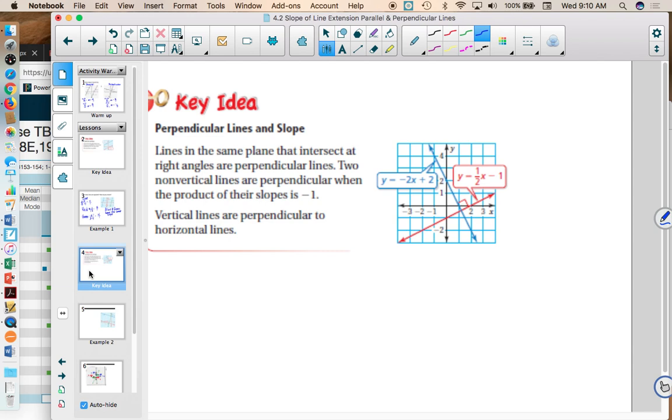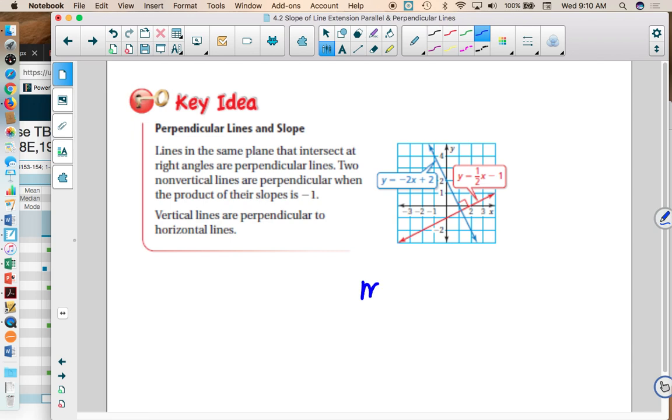Here's just a review of that rule. This is just that key point. Perpendicular lines, notice the slope here. On the blue, m equals negative 2. This is for the blue line. And the red line, m equals 1/2. It's the reciprocal, but it's its opposite. Okay? It always holds true.